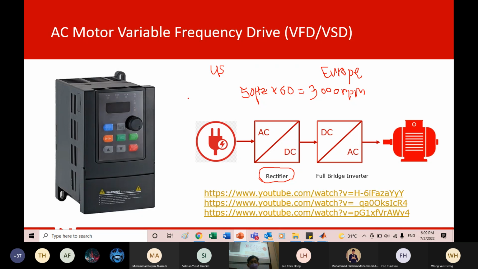Remember, the purpose of this is to change the speed. Because we cannot ask TNB, can you change the frequency to 30 to slow down a motor? Cannot, right? The frequency is always 50. It has two purposes. One is to change the frequency. Secondly, it is to make sure that it is efficient in terms of controlling the motor.